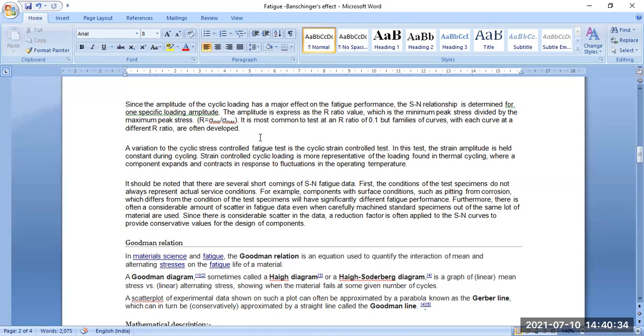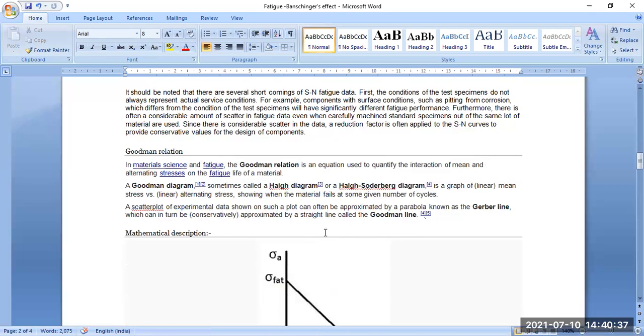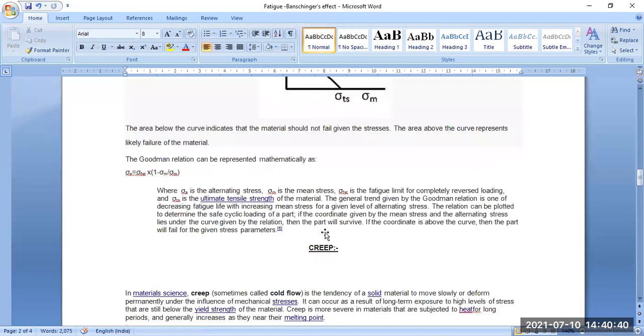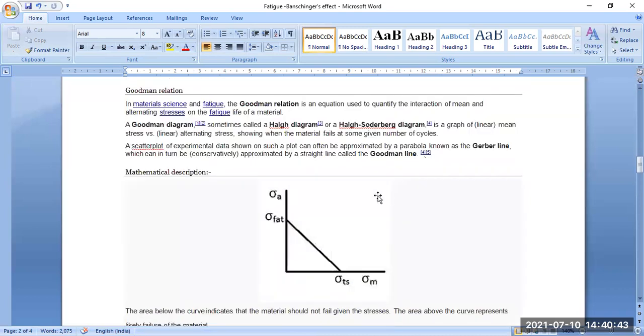There is another relation, the Goodman relation. In material science and fatigue, the Goodman relation is an equation used to quantify the interaction of mean and alternating stresses in the fatigue life of a material. So we have to quantify the interaction of mean and alternating stresses in fatigue.